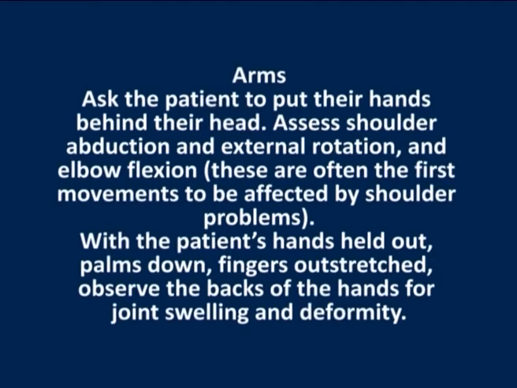Arms. Ask the patient to put up their hands behind their head. Assess shoulder abduction and external rotation and elbow flexion. These are often the first movements to be affected by shoulder problems. With the patient's hands held out, palms down, fingers outstretched, observe the backs of the hands for joint swelling and deformity.